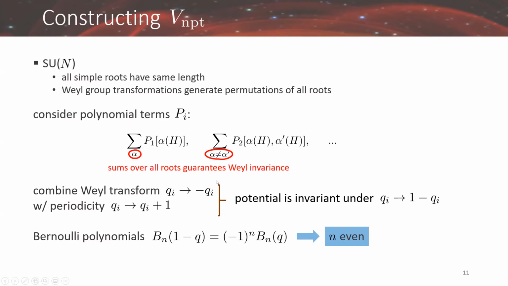Another symmetry that you can apply here is that if you combine a Weyl transformation with the periodicity, the potential has to be invariant under the variable going to 1 minus the variable. And the Bernoulli polynomials have this property. So if you choose your polynomials to be Bernoulli polynomials of even degree, they are the building blocks for these terms.